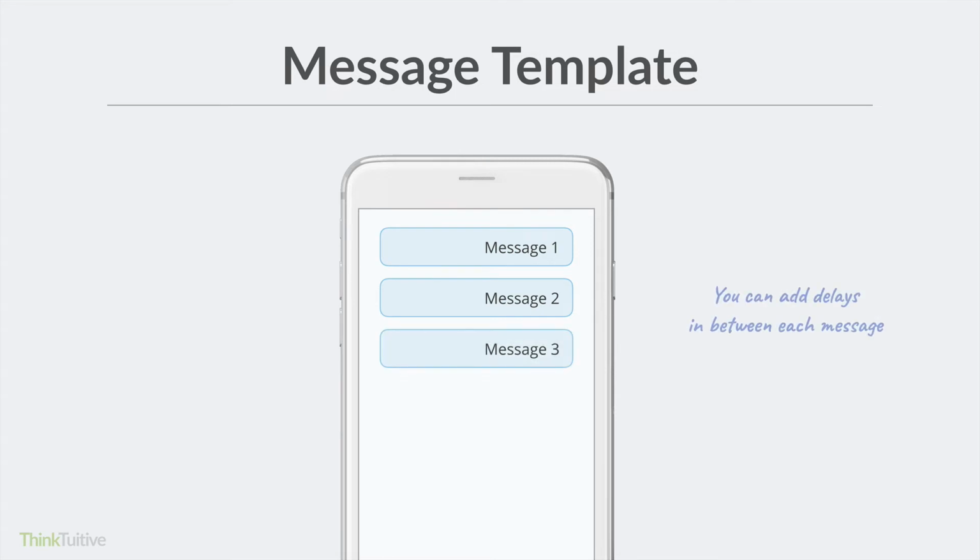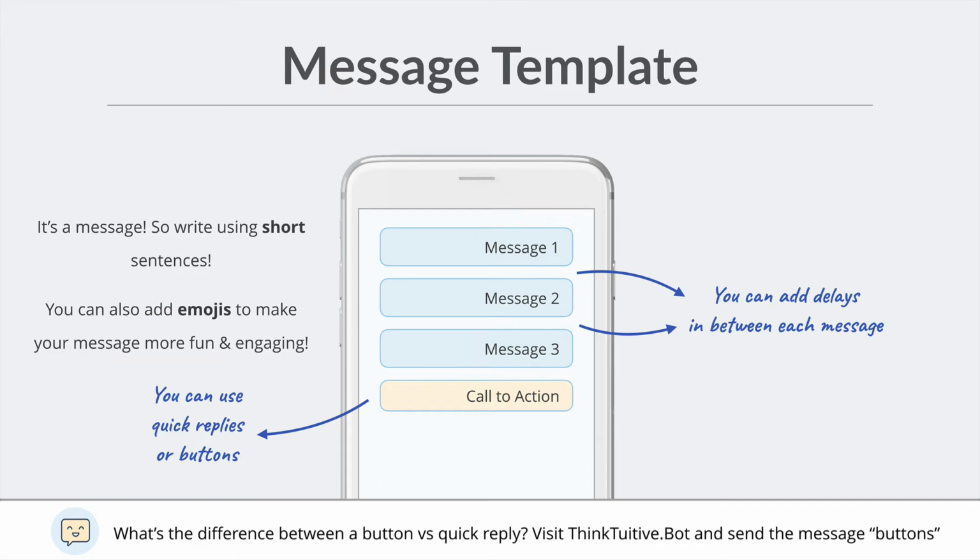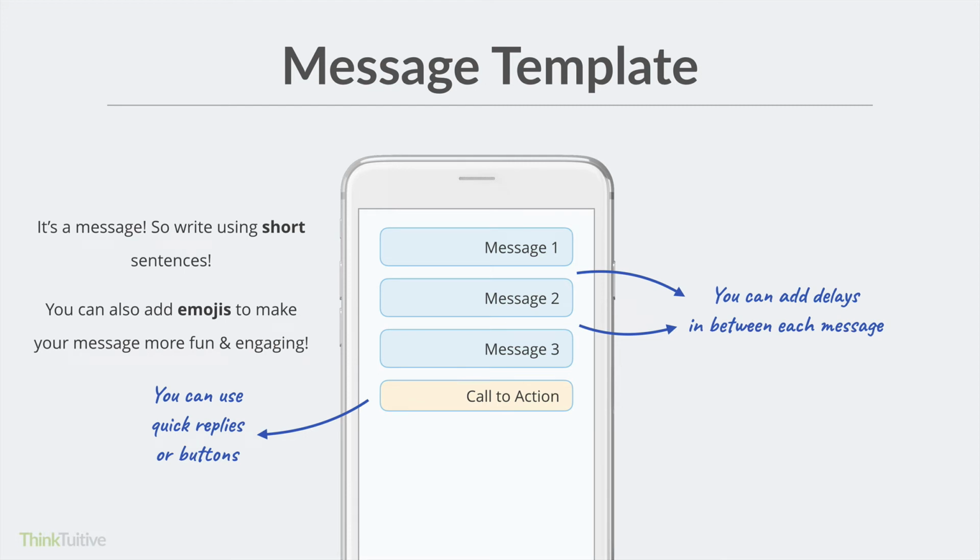A question I often get is writing tips when it comes to bot messages. I won't be able to cover copywriting tips in full detail in this tutorial, but here are 2 of my favorite message templates to help you get started. First, you could start with sending 3 short messages. To make it easier to read, you can also add in some delays in between each message. Then follow up with a call to action. You can use quick replies or buttons. Just keep in mind, you're sending a message, so write using short sentences. You can also add emojis to make your message more fun and engaging.